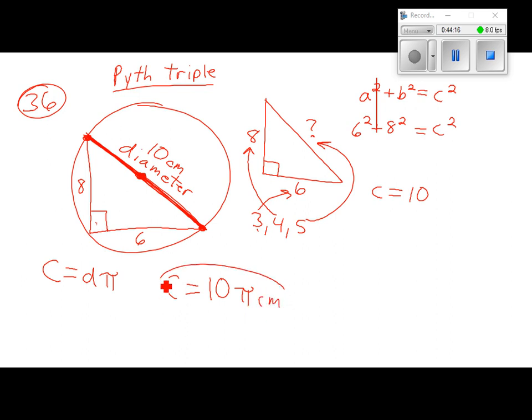We're not going to grab our calculator. We're just going to say 10 pi centimeters. So how far is it around this circle? 10 pi. If for whatever reason, in a little while, we wanted to change it to a decimal form, then we could do that, but for now, we just leave it as 10 pi. And on the last part, that's all you do.